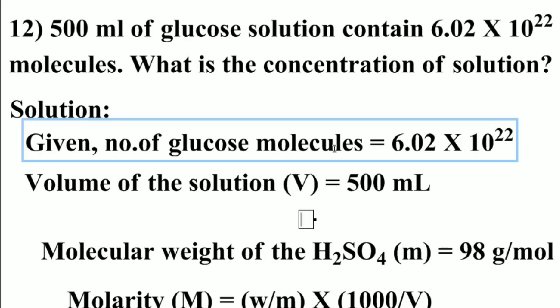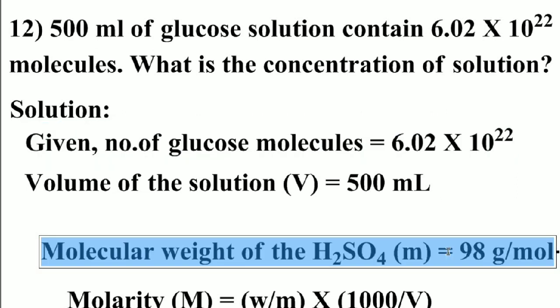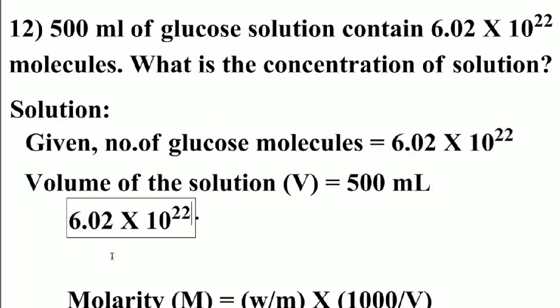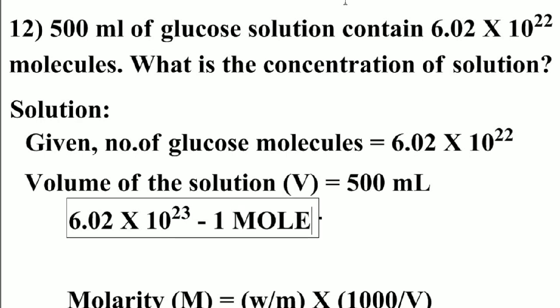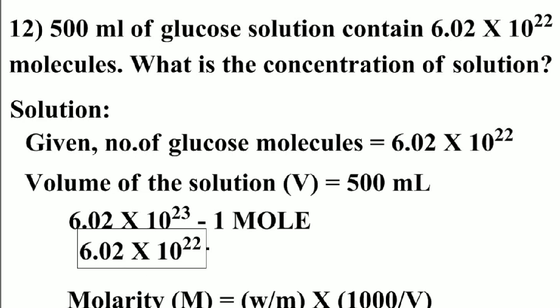Students, in this problem, the number of glucose molecules is given as 6.02 into 10 to the power of 22. We know that the Avogadro number is 6.02 into 10 to the power of 23. So the Avogadro number of molecules means 1 mole. But here in our given problem, the number of molecules is 6.02 into 10 to the power of 22.